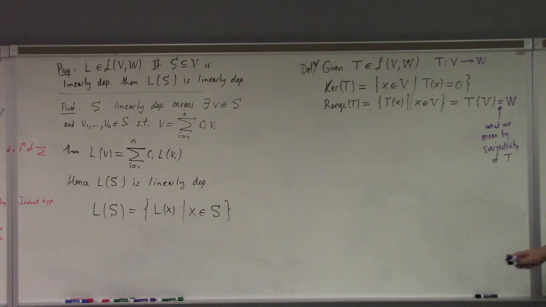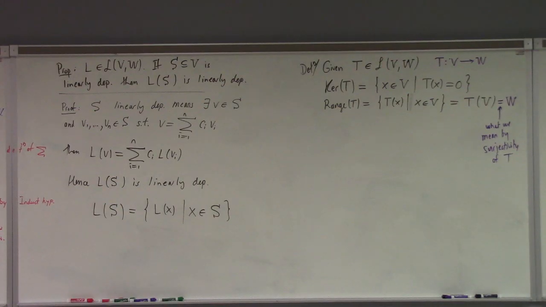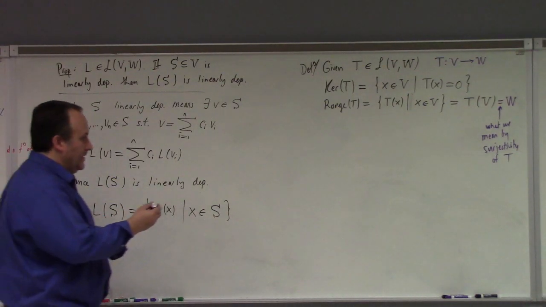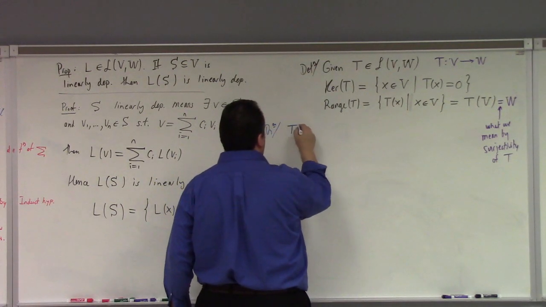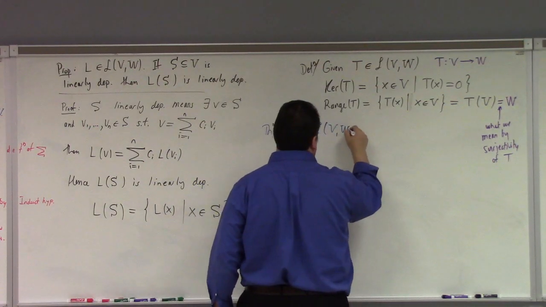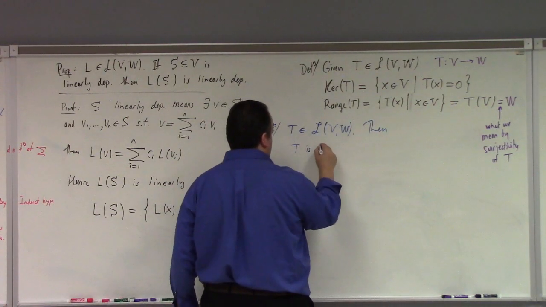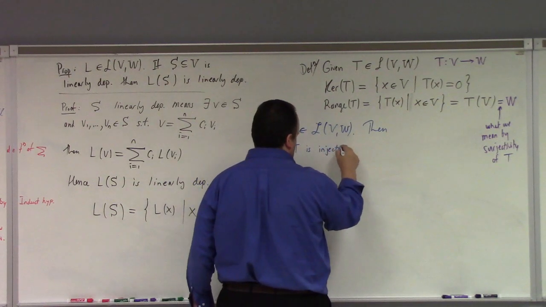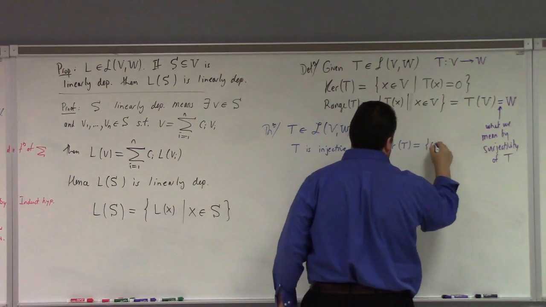So that's next on our list: what can we say about injectivity and surjectivity of a linear transformation? All right, and so here's the theorem. If we have T, a linear transformation from V to W, then T is injective if and only if the kernel of T is the set just containing 0.